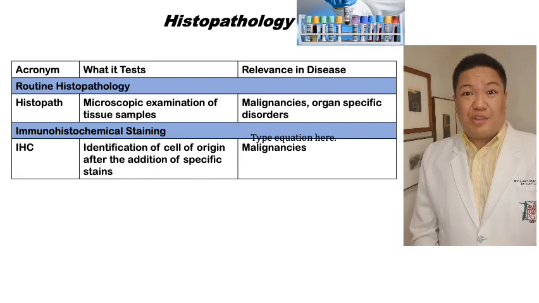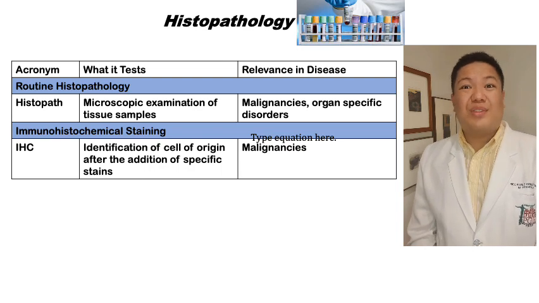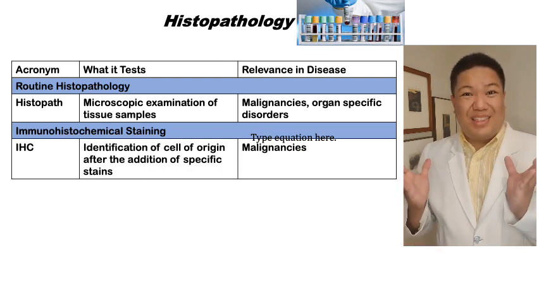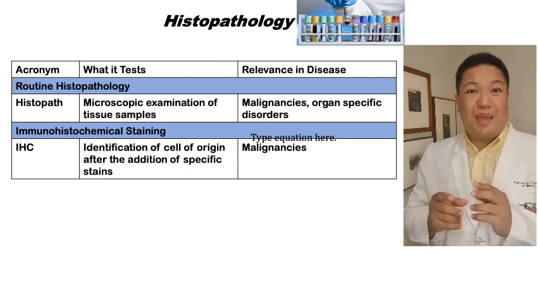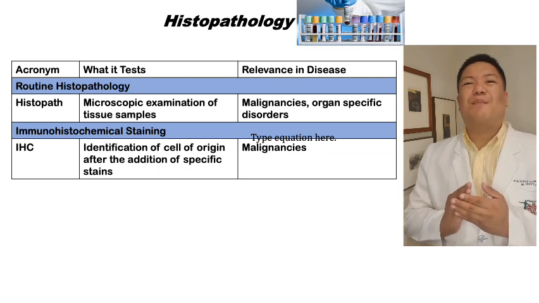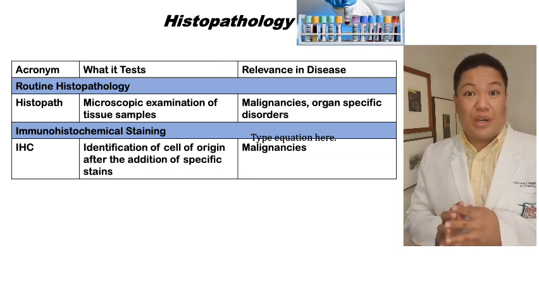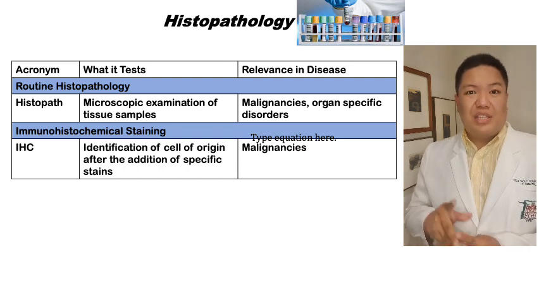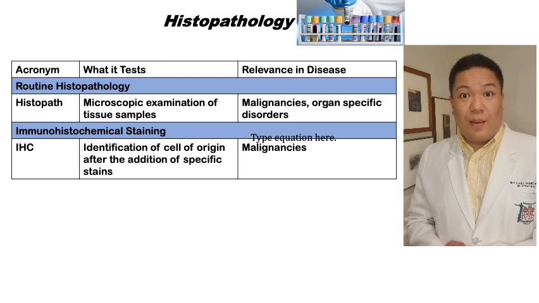The histopath section is most likely where you will find your anatomic pathologist. No? So this is where you get all the big tissue samples, the big tissue blocks, where they have to section them and put it under the microscope. And it's very, very important, especially in the diagnosis of malignancies and also for organ-specific disorders. This is also where immunohistochemical stains are done, especially in the workup of malignancies.